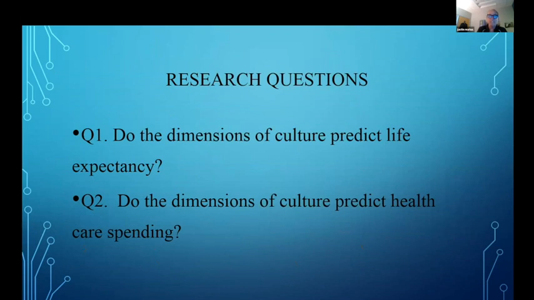All right, so my two basic research questions: do these six dimensions of culture, my independent variables, predict life expectancy, and do those dimensions of culture predict healthcare spending? Let me explain briefly why I chose life expectancy and healthcare spending.